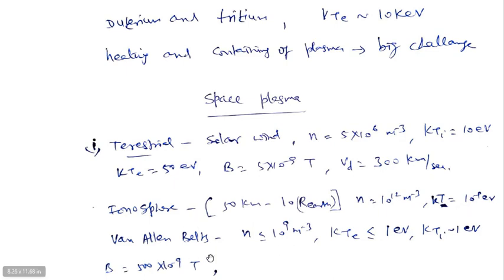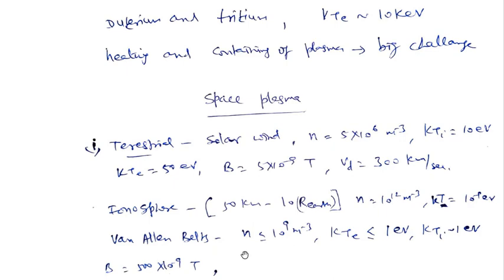The Van Allen belts are composed of charged particles trapped by the Earth's magnetic field, with typical parameters: number density 10 to the power 9 per meter cube, electron and ion temperature about 1 electron volt, with magnetic field 500 into 10 to the power minus 9 Tesla.